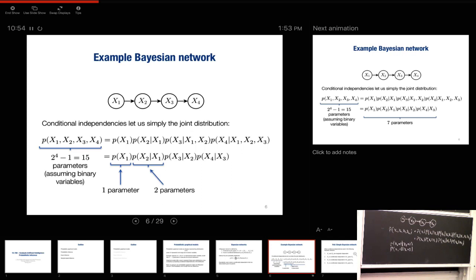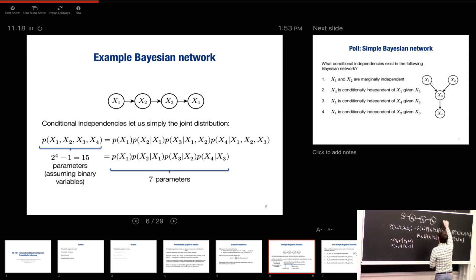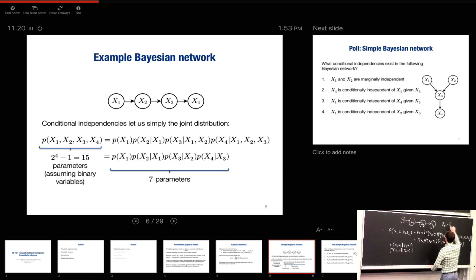I wasn't quite sure if 2 to the 8 minus 1 is a general thing, because as you increase the number of variables, the number of parameters increases linearly. It's 2 times the number of things minus 1, not 2 to the anything. So the number of parameters you need to specify an arbitrary chain would be 2n minus 1, whereas to represent the whole thing, you'd need 2 to the n minus 1, which is much more.